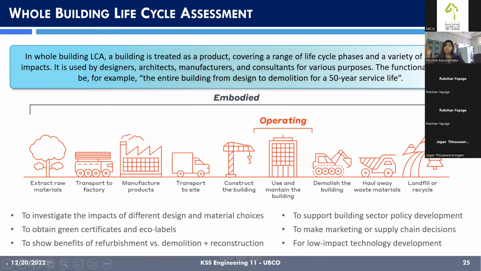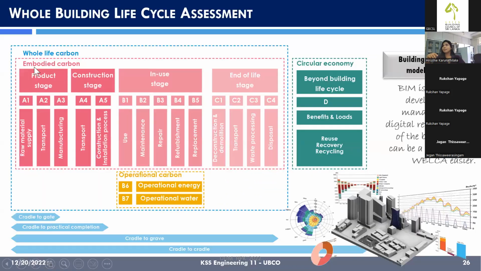We use this type of life cycle assessment to investigate the impacts of different design materials and choices, to obtain green certificates and labels, to compare the costs and benefits of refurbishment versus demolition and reconstruction, to support building sector policy development, to make marketing or supply chain decisions, and to develop low impact technologies. Here you can see we consider the product stage, construction stage, operational stage, and end of life stage in the whole building life cycle assessment. Building information modeling, or BIM, can really help in this type of complicated assessment, because it allows you to have a digital representation along with a detailed bill of quantities.